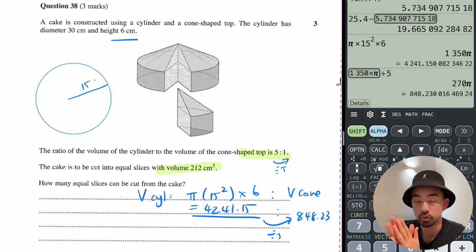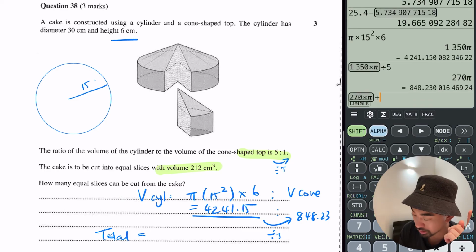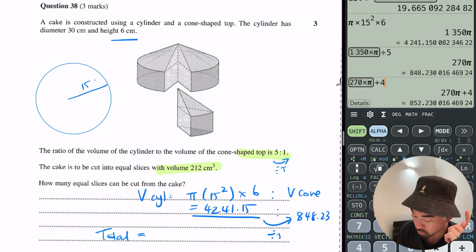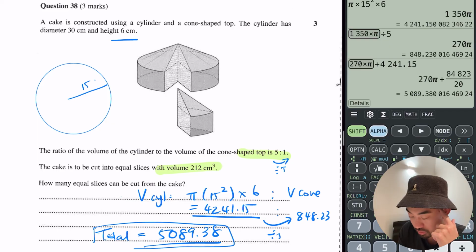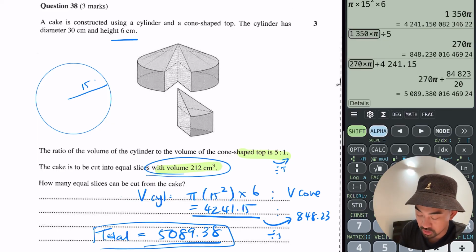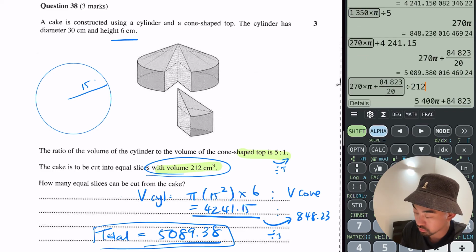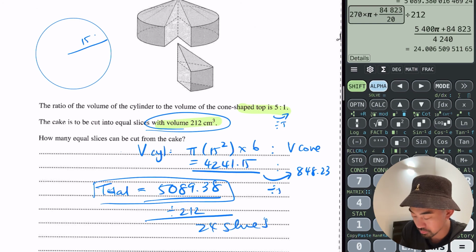So the total volume will be both of them. So plus 4241.15, 5089.38. So that's the total volume of the cake. And each slice is 212. So when I divide that by 212, because they're even, you're going to get 24 slices.